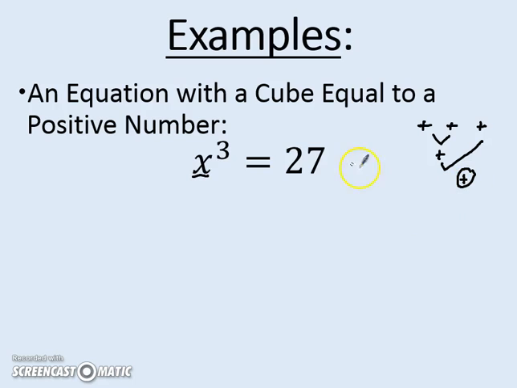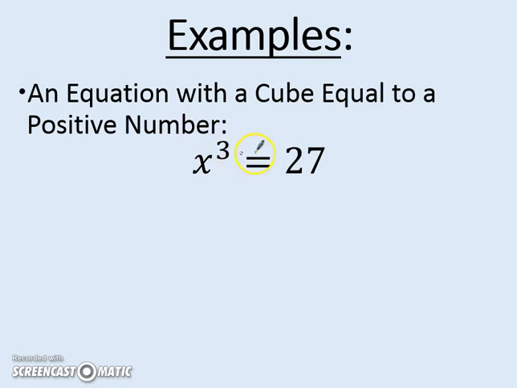The opposite is also true. If this would be a negative, then our number must be negative, because a negative times a negative times a negative is equal to a negative. A negative times a negative is a positive, and a positive times a negative is a negative. So we're going to need this kind of knowledge for the next two problems.